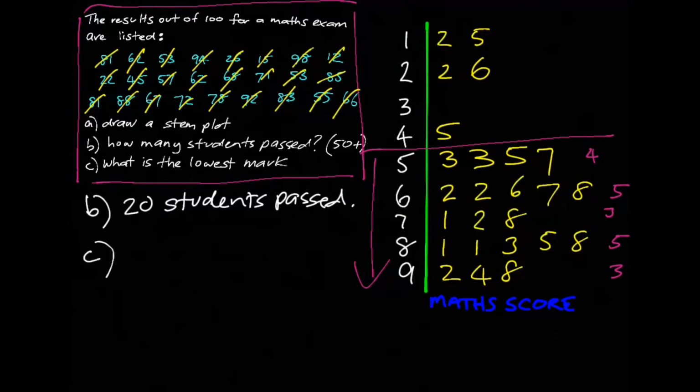And C, what is the lowest mark? So the lowest mark is 12 out of 100.